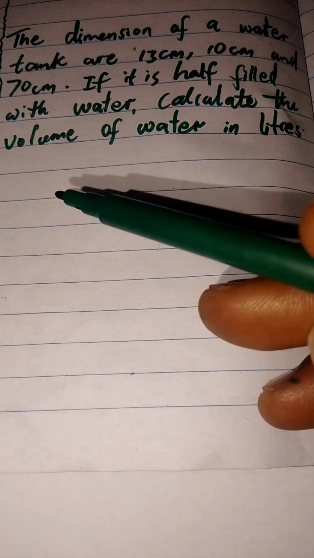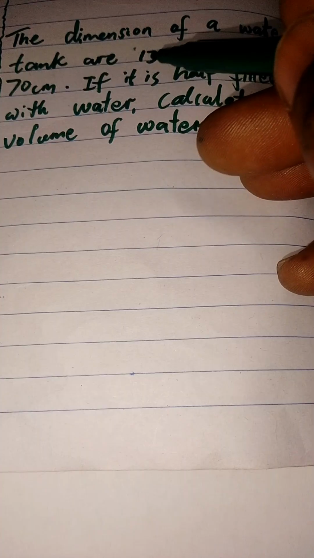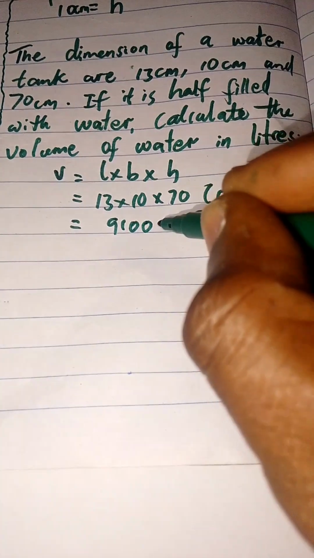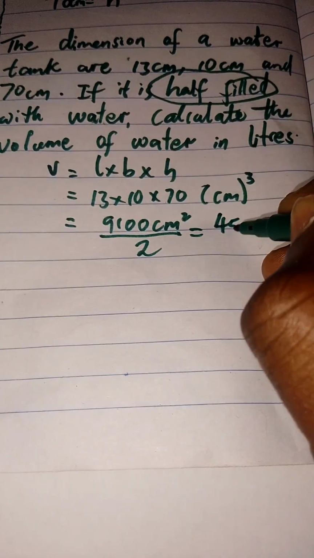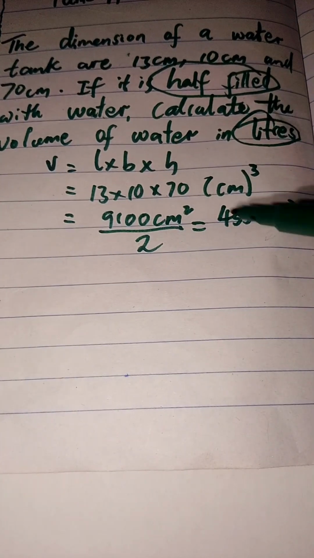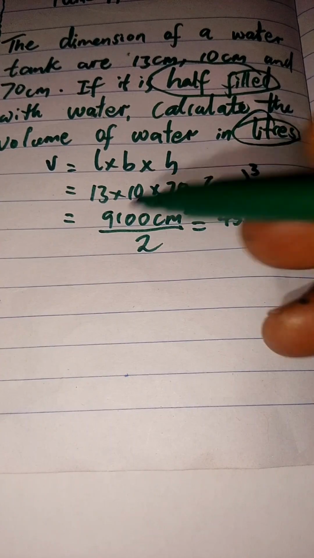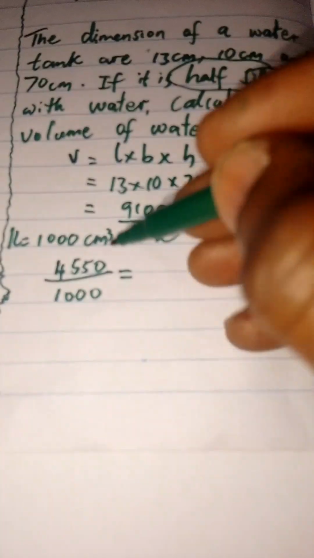Of course, the volume of a tank, which has to be rectangular, is length times breadth times height, which is this times this times this. Multiplying all this, you get 9,100 centimeter cube. But remember, they said it's half filled, so you divide by 2 to give you 4,550 centimeter cube. They said in liters. Now we know that 1,000 centimeter cube equals 1 liter. So dividing all through by 1,000, that equals 4.55 liters as our final answer.